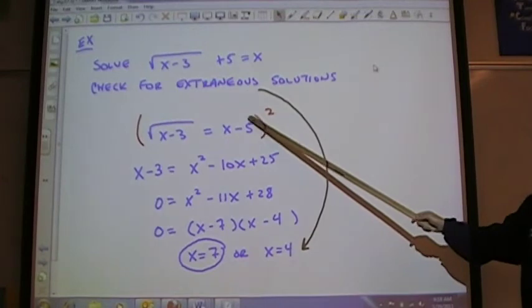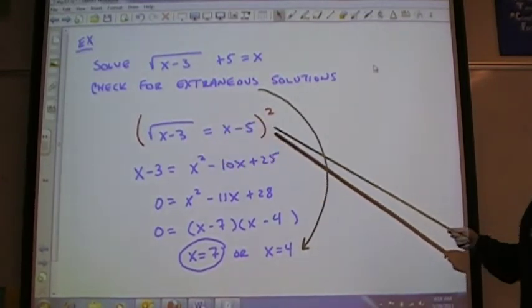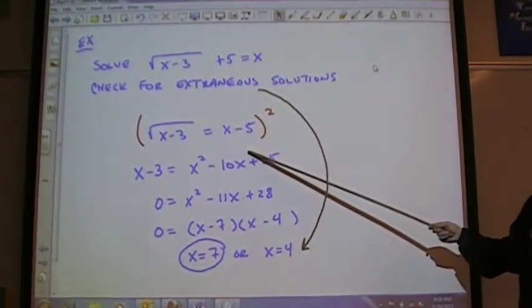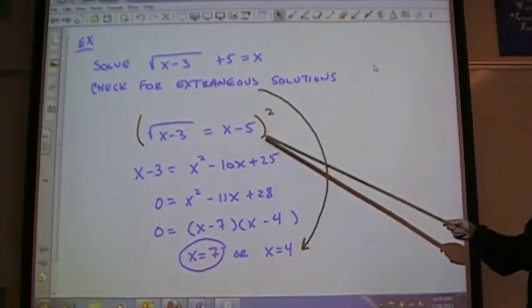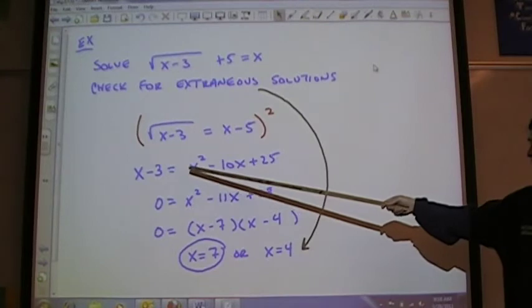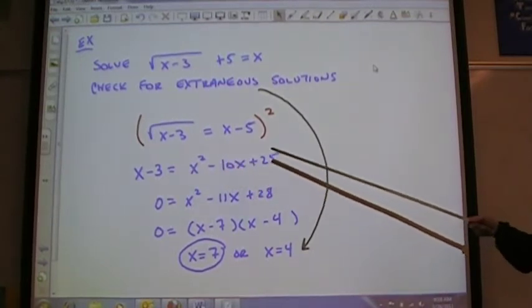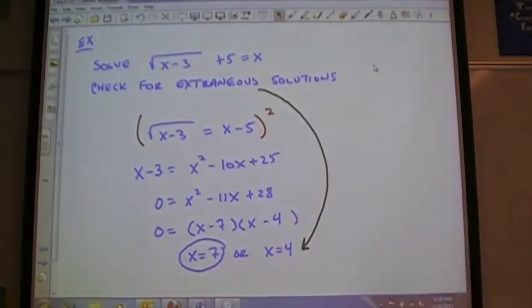Now when you square x minus 5, don't just square the x and the 5. What do you have to do? Multiply by each other. So you FOIL it. X minus 5 times x minus 5, you FOIL to get x squared minus 10x plus 25. Do not forget to FOIL that.